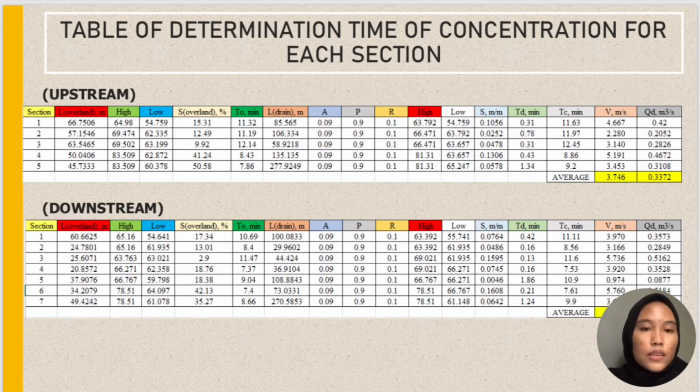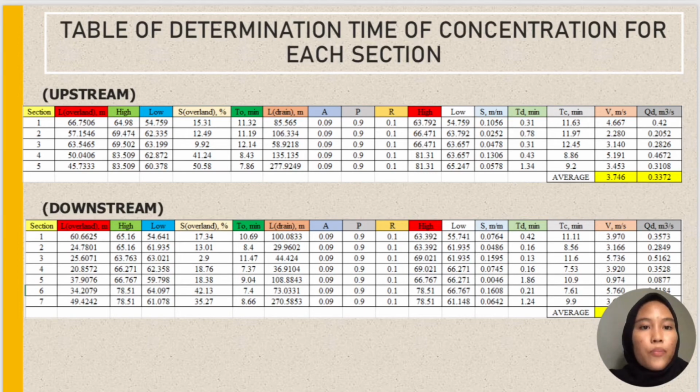And the next step is to determine the channel length, which is LD, for the channels in every subcatchment. It also can be determined by referring to the subcatchments that have been made using AutoCAD. And the next step is to determine the friction slope of the channel by dividing the difference in elevation by the length of the channel. For example, subcatchment 1, upstream, the friction slope that we get is equal to 0.1056 meter per meter.